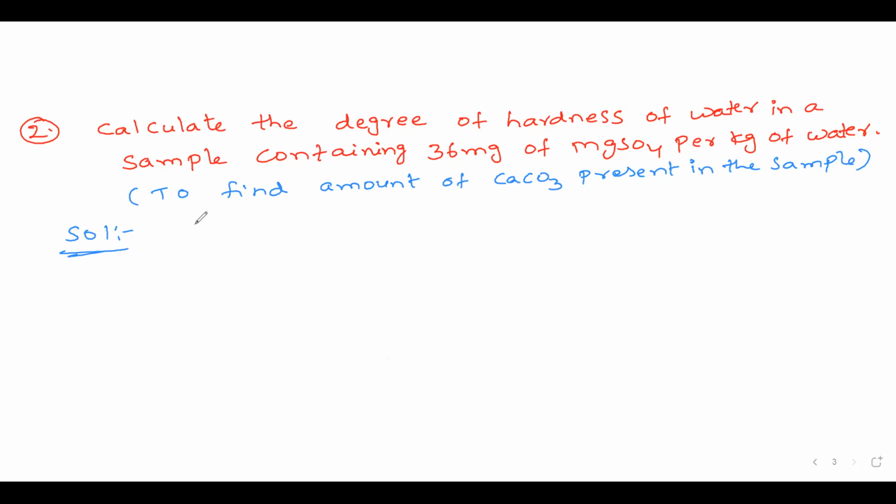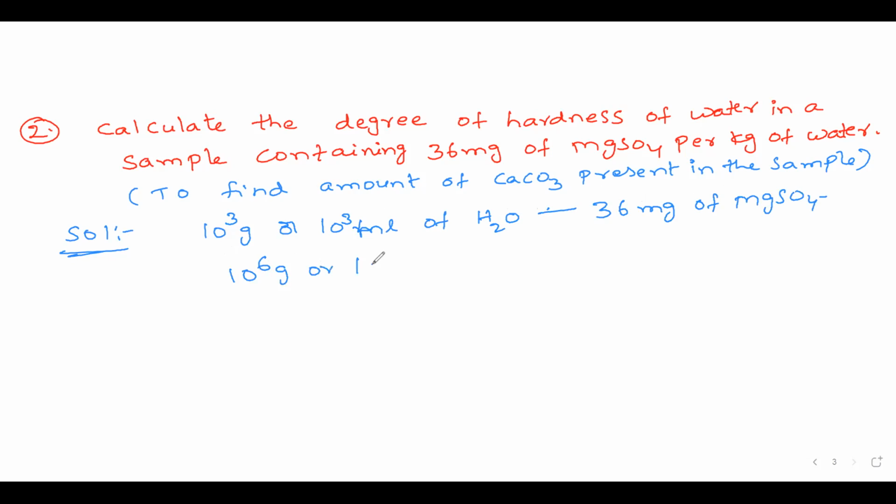For the given sample, 10 to the power of 3 grams or 10 to the power of 3 ml, because 1 liter or 1 kg is equivalent to 10 to the power of 3 ml of water, contains 36 milligrams of magnesium sulfate. This is given. So first we need to find for 10 to the power of 6 grams or 1 million parts of water. It contains 36 into 10 to the power of 3.